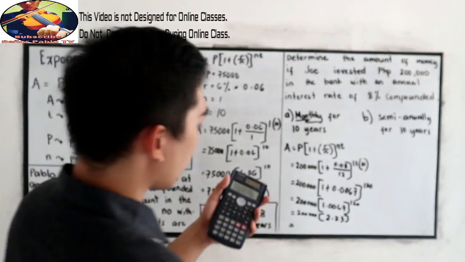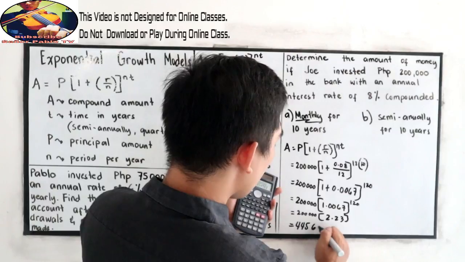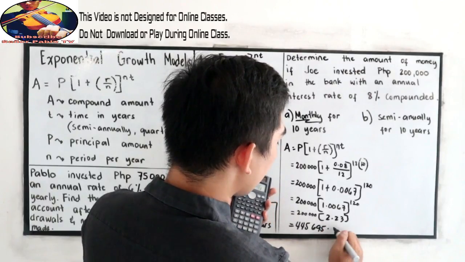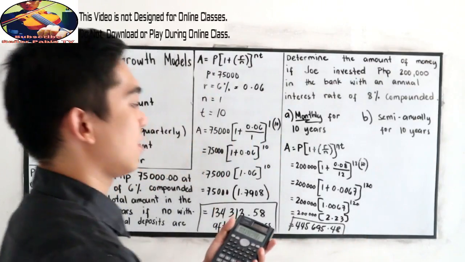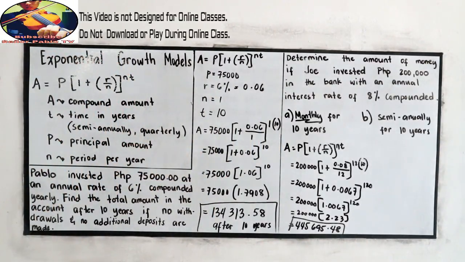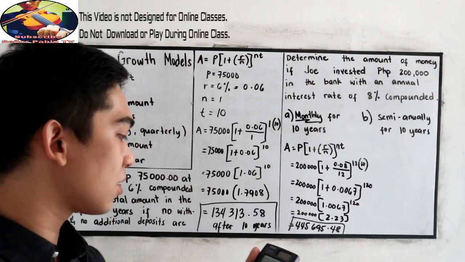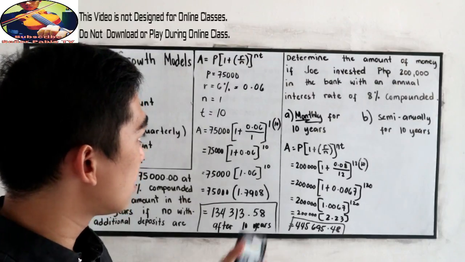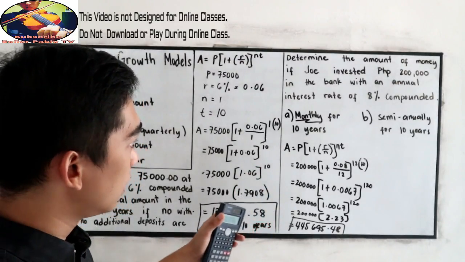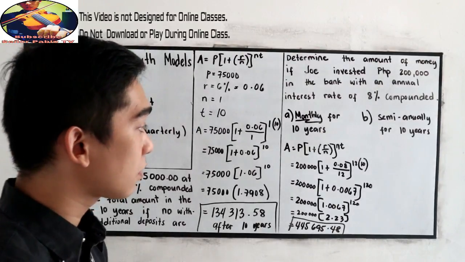And his money will become 445,695.48 after 10 years. 445,695 and 48 centavos after 10 years, if the interest is compounded monthly.